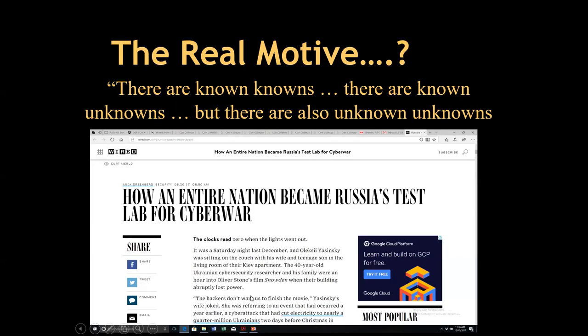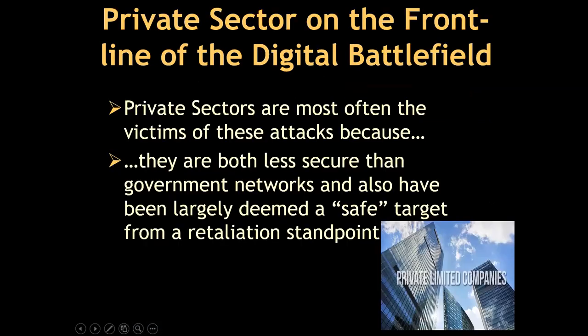So what do you think is the real motive for these attackers? There are known knowns, there are known unknowns, but there are also unknown unknowns. This is from Donald Rumsfeld. So this is probably something out in the planning that is happening. So this entire nation became Russia's test lab. All this stuff is happening out there.